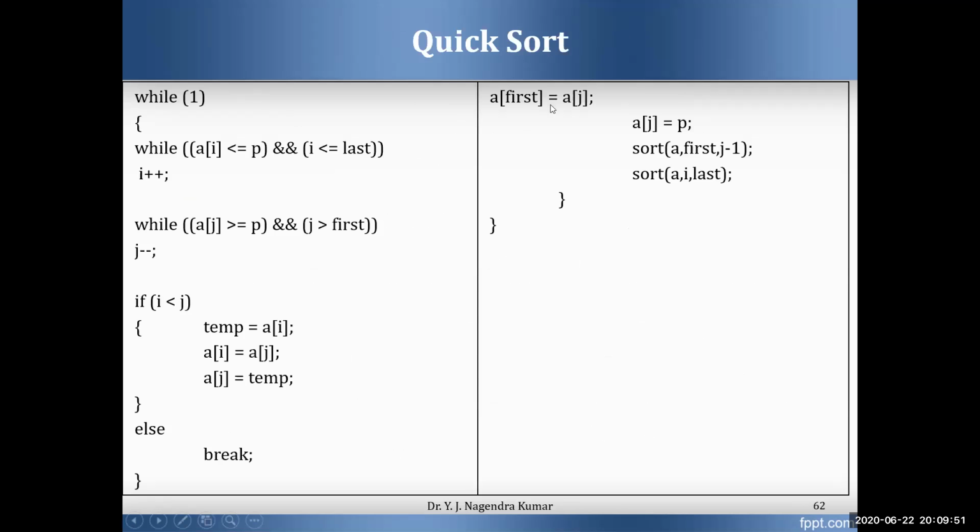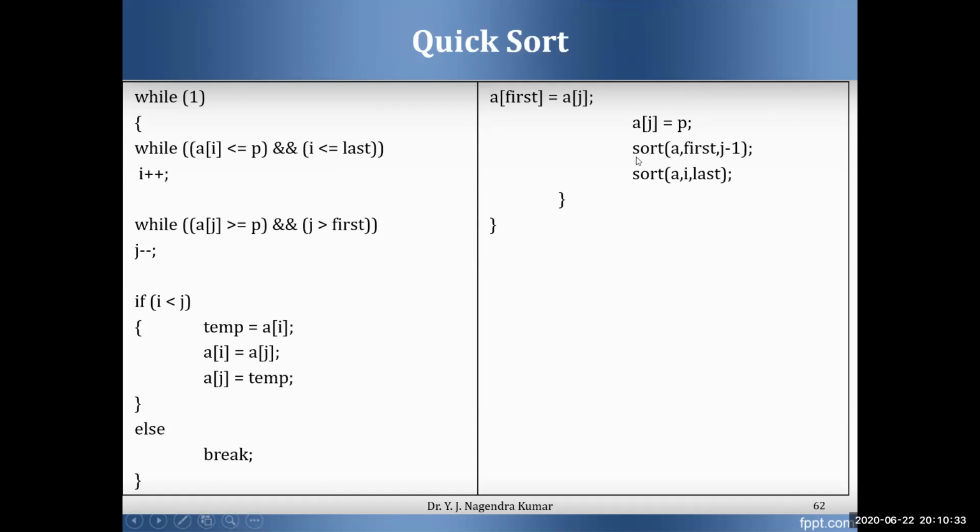Now A of first equals A of j. What is A of j? It is the two small index. Now you have to assign the two small index value into A of first, and A of j now contains the pivot element value. That means you are swapping the pivot element value with the value at the two small index. Once the assignment is over, the pivot is at the correct position, and the left side elements are less than the pivot element, and the right side elements are greater than the pivot element.